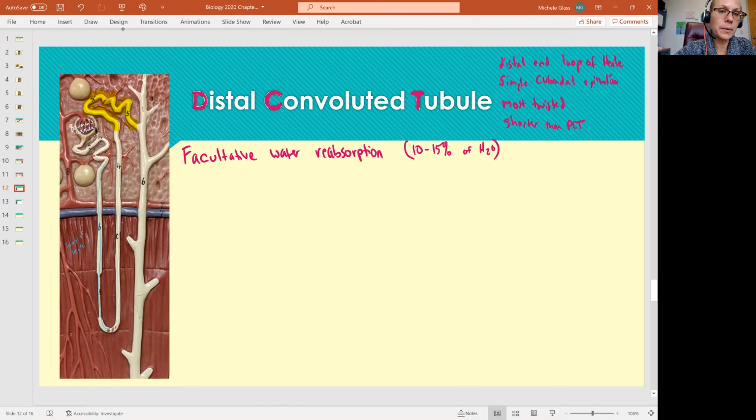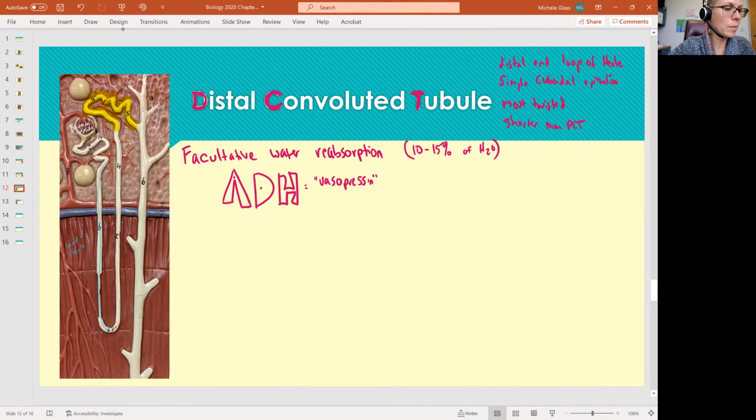So there's going to be a couple of different hormones that we're going to see involved here controlling the distal convoluted tubule, and one major one is ADH. And this is an old friend. We've talked about ADH as antidiuretic hormone. We have another name called vasopressin.